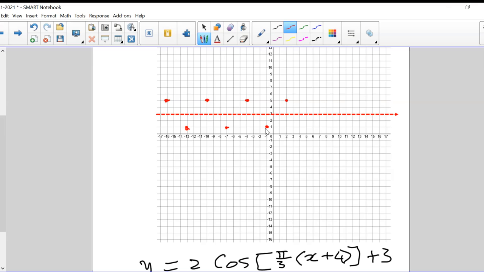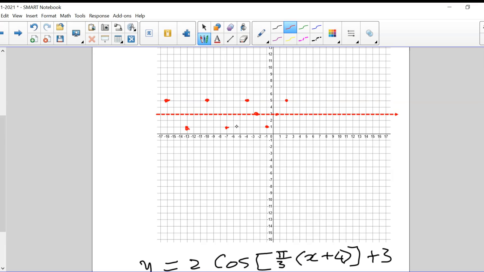So since the cycle is 6 units long and 3 is in the middle, that would sound like it should be approximately 1.5. So 1, 2, 3, 1.5 between here and here. So I'm going to put my middle point somewhere around here. And the same thing would go on the other side. I'm going to put my middle between the low point and the high point right on the center line somewhere around here.